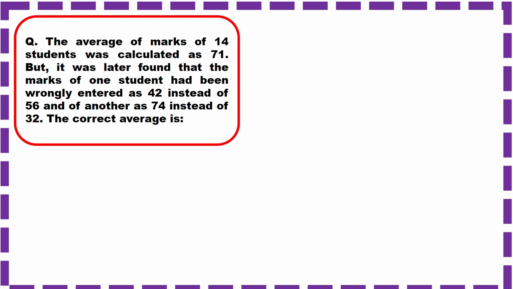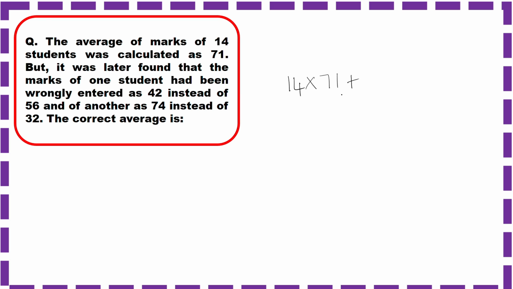The average of marks of 14 students was calculated as 71, but it was later found that the marks of one student had been wrongly entered as 42 instead of 56, and of another as 74 instead of 32. The current average is... here 14 students are there and their average is 71, so the total marks are 14 into 71, so average into number of students.